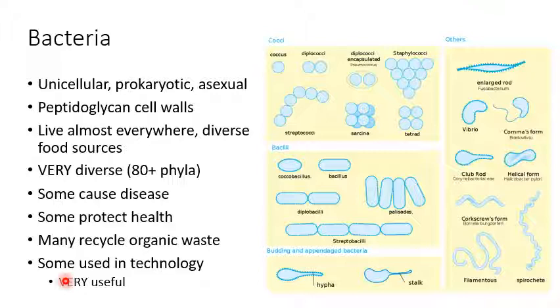They're extremely diverse. Now we have over 80 phyla of bacteria. In 1977, it was 11. In 1998, it was 36. And today, in 2020, it's over 80. A few of those cause disease. A few of them actually protect your health by being a beneficial part of your microbiome. And they're also extremely useful for technology and for bioremediation, for getting rid of pollutants and wastes.